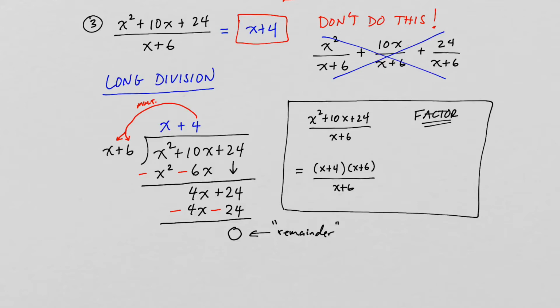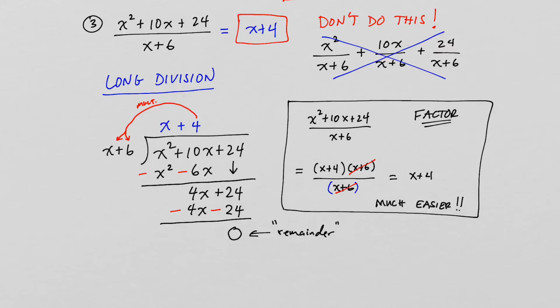And you'll notice that if you use this method, you can identify that we have a common factor here, and we can cancel those out. And this gives us x plus 4. And I will agree with you that this is much easier. Isn't it? Isn't this method here much easier than doing long division?